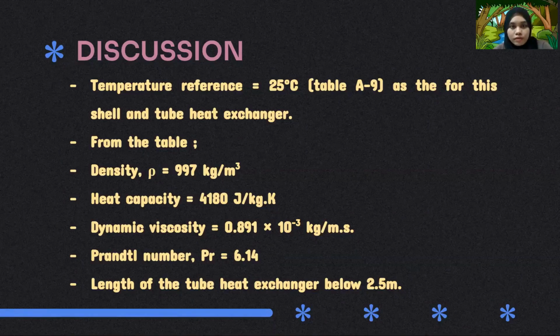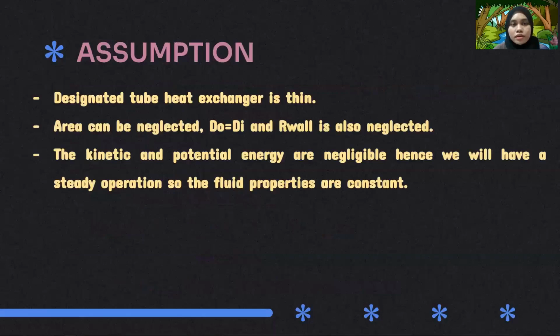The length of the tube heat exchanger must be below 2.5 meter as stated in the question because of the space limitation. For the assumptions, we assume the designated tube heat exchanger is thin, hence the area can be neglected. So dO is equal to dI and the R wall is also neglected. The kinetic and potential energy are negligible, hence we will have a steady operation. The fluid properties are constant.